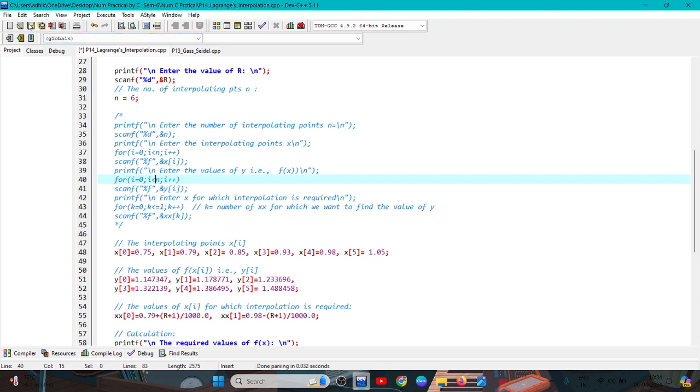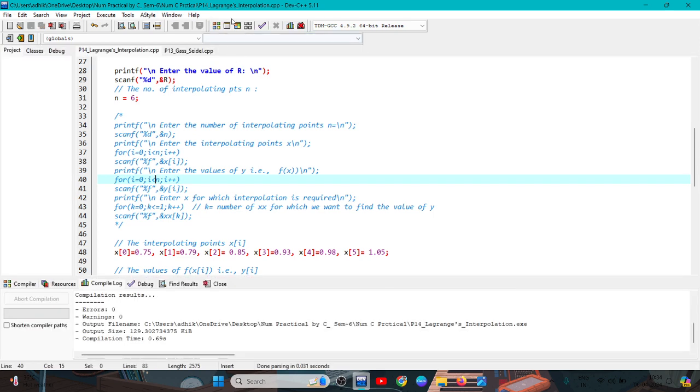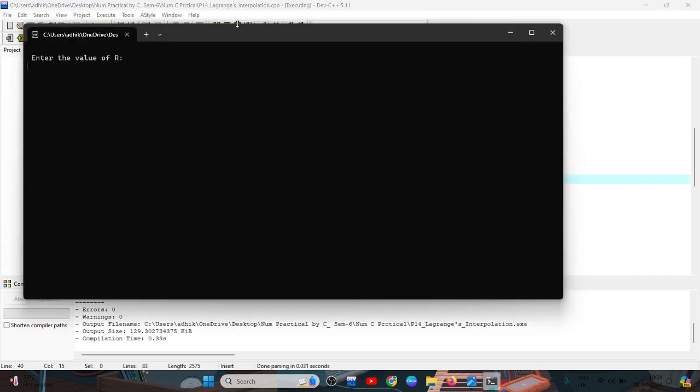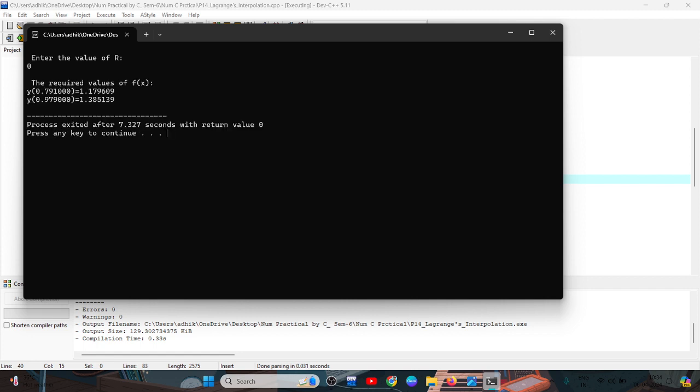So first save this portion, then compile this, and then run this portion, and enter the value of r. Initially we put r equal to 0, the last digit of your serial number, and the required values of f(x) are: at 0.791, y equals 1.179609, and at 0.979, y equals 1.385139.